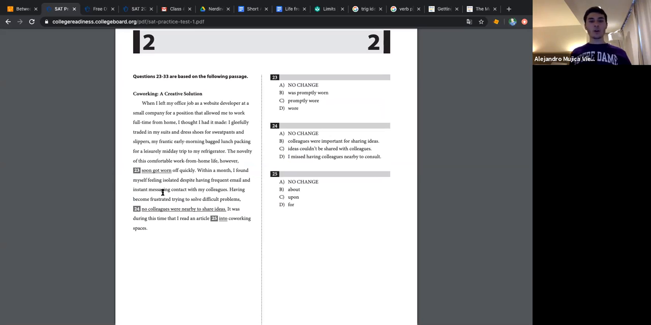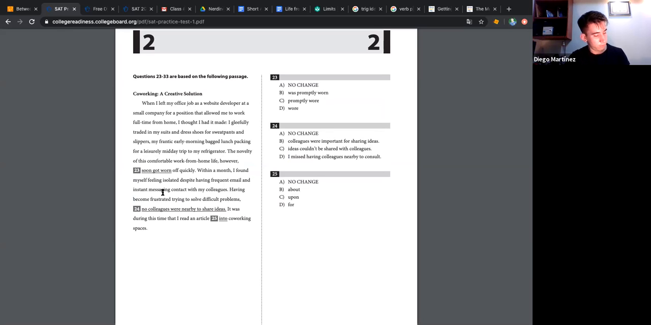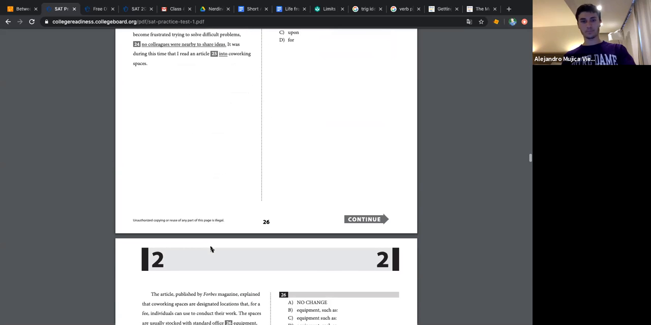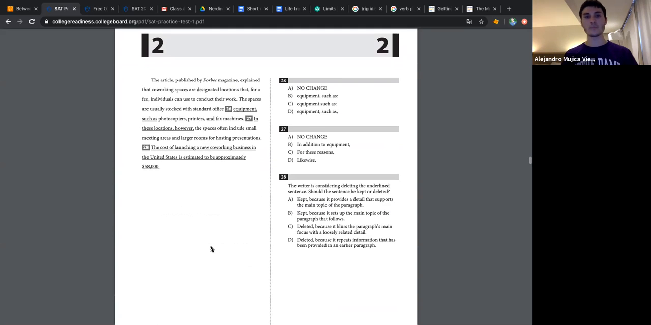It was during this time that I read an article into co-working, about co-working, upon co-working, or for co-working. This is vocabulary choice for preposition. And we choose about, because that's the relationship between article and co-working spaces that we're looking for. It was an article that discussed co-working spaces. It's not expressing movement into, it's not expressing something that's on top of co-working spaces, and it's not expressing a purpose for co-working spaces. Okay.